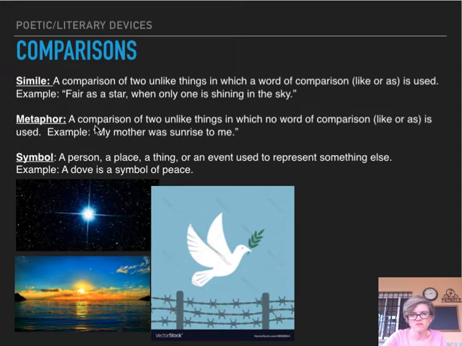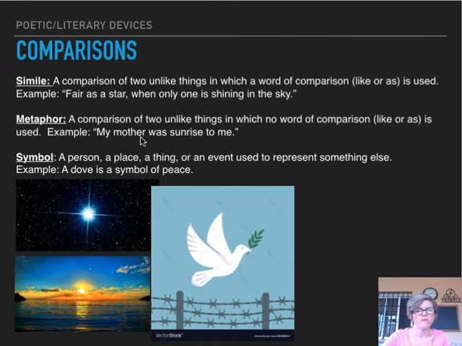And a metaphor just simply gets rid of the "as" or "like" and just states that one thing is the other, but it's a comparison. All right, "my mother was sunrise to me." That's from a poem called Praise Song for My Mother that was in the last set of IGCSE poems, where the poet compares her mother to several things like water and sunrise and all these elements of nature.